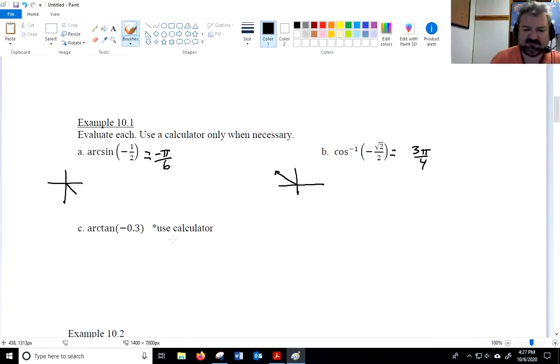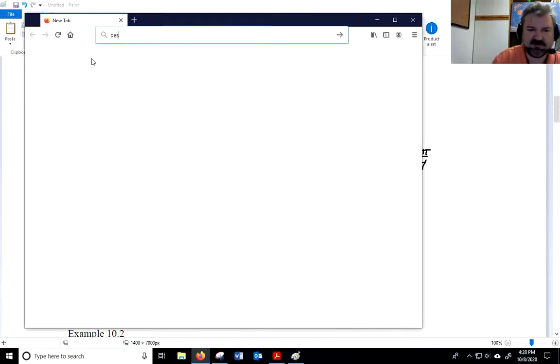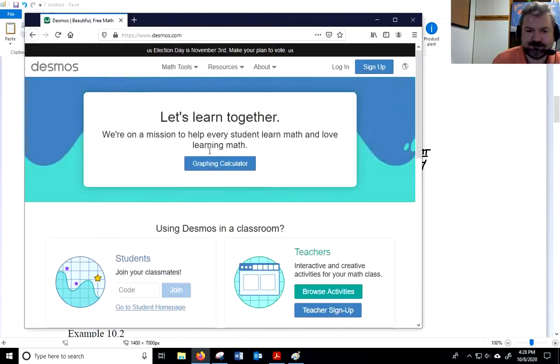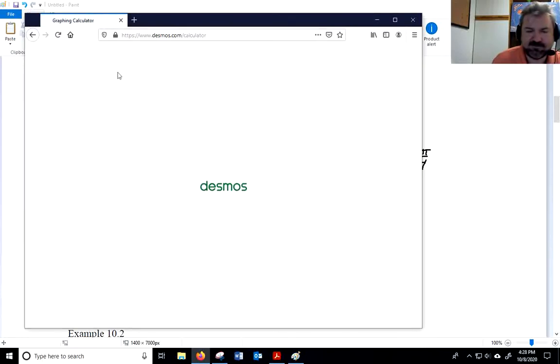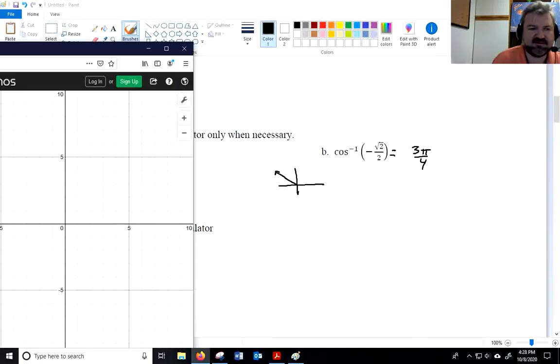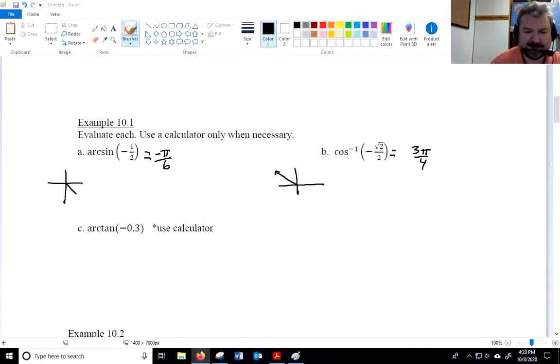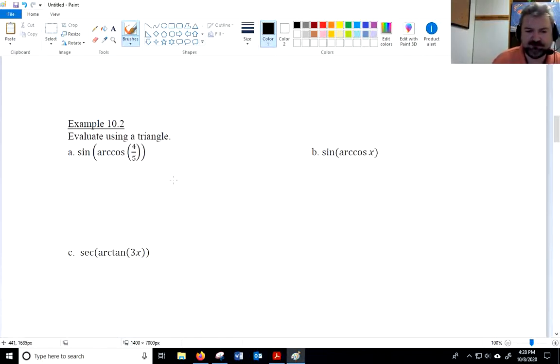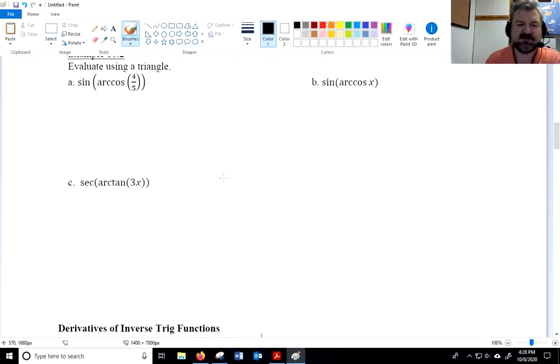And finally, arctangent of negative 0.3. Well, we'd have to use a calculator for that. I'll just pull up Desmos right quick. So arctangent of negative 0.3, and we'll say it's negative 0.291. And you need to be able to find that button on your calculator, whichever one you're using, so make sure you practice that.